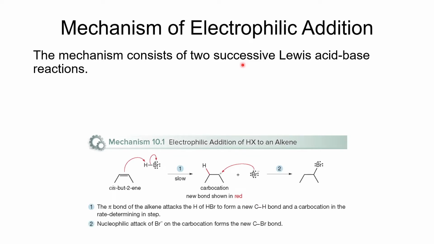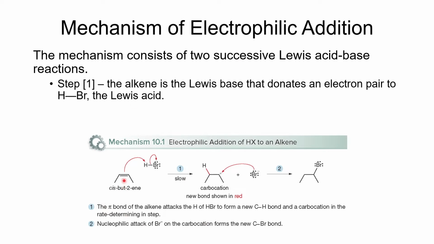In the first step of the mechanism, the pair of electrons that's in the pi bond of the alkene will go to the hydrogen and will make a new bond between carbon and hydrogen. We'll also break the bond between hydrogen and bromine. You'll notice here that we're breaking two bonds and making one bond. And so this step is endothermic, and because we're breaking two bonds, it has a fairly high activation energy.